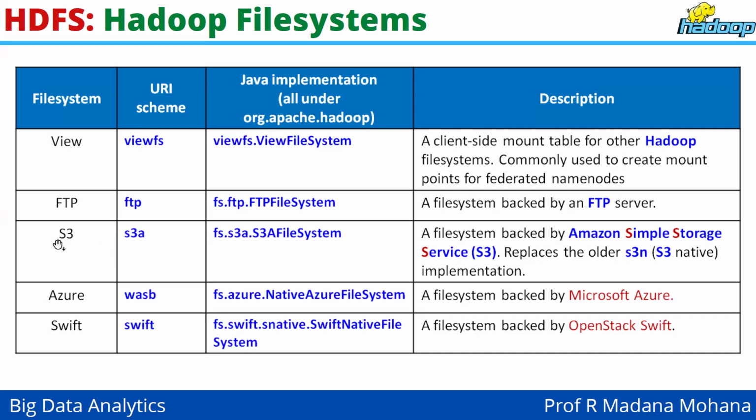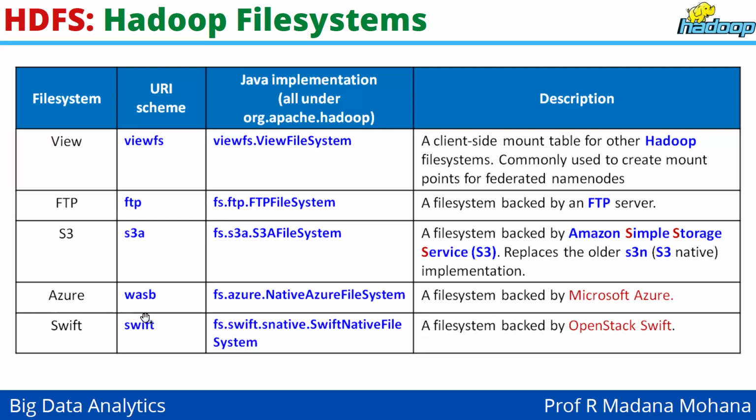Then another one is S3. Its URI scheme is s3a. So here S3 is nothing but Amazon Simple Storage Service, abbreviated with the acronym S3. It actually replaced the older s3n, that means native. Its Java implementation path is org.apache.hadoop.fs.s3a.S3AFileSystem.